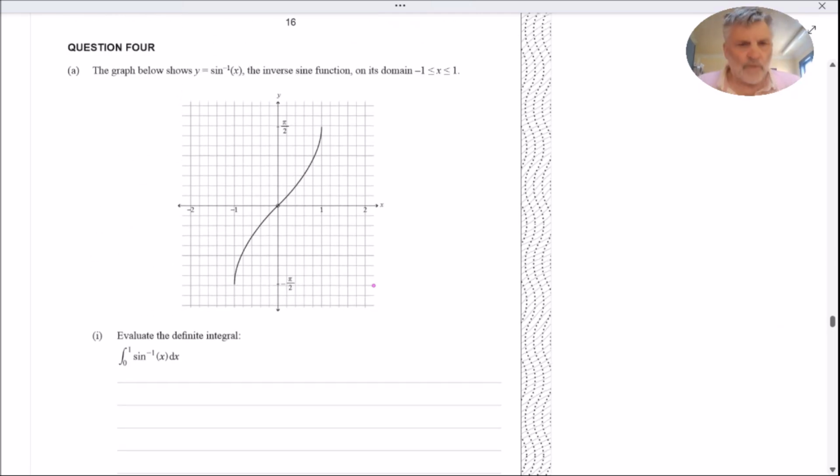So here we have it. We are asked to evaluate the definite integral from 0 to 1 of the inverse sine of x. So the inverse sine function is shown in the graph above. The question is effectively asking us to calculate this pink area.